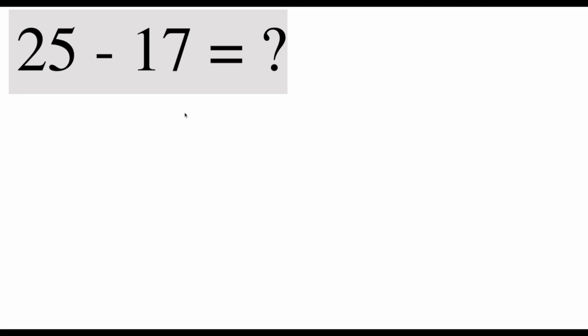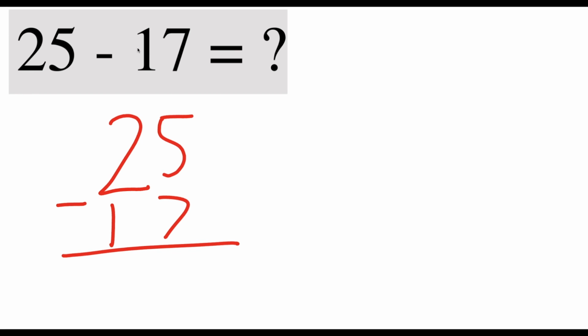And our very first step that we will do for all 3 problems is rewrite it. Instead of having it horizontally, we're going to have it vertically. So we're going to have 25 minus 17. Because this right here and this right here is equivalent.